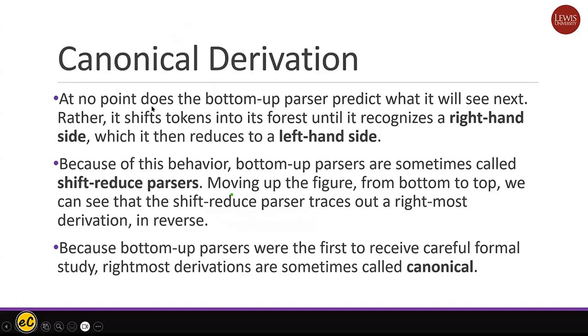Canonical derivation: at no point does the bottom-up parser predict what it will see. So bottom-up cannot predict. Bottom-up is based on what you have. You read everything and then you process step by step up. So there's no rollback problem, but with top-down you do have rollback problems. Bottom-up we also sometimes call shift-reduce parsers. Because bottom-up parsers were the first to receive careful formal study, rightmost derivation is also sometimes called canonical. So canonical is the term for the bottom-up approach.